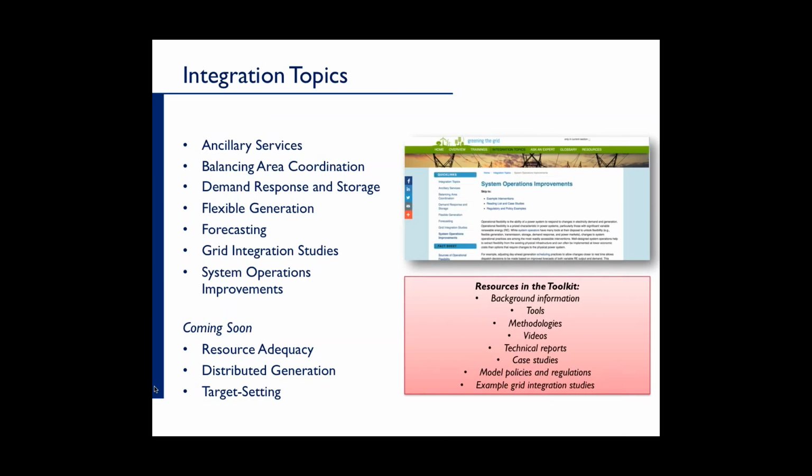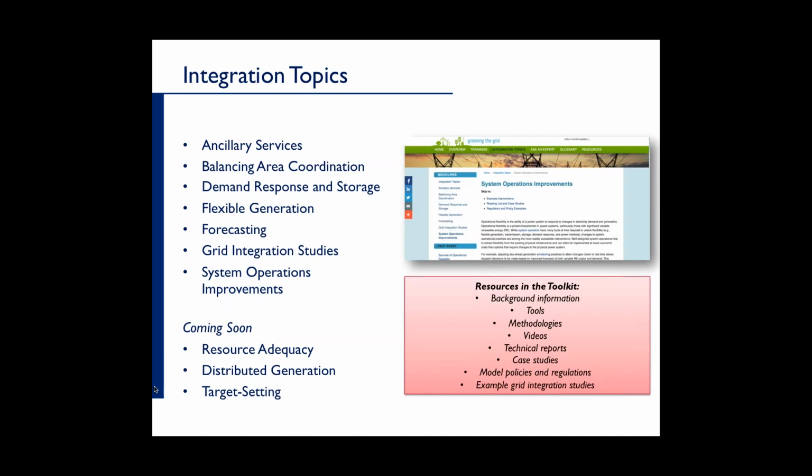Beyond the fact sheets, which provide a concise overview of grid integration issues, the Greening the Grid Toolkit also provides a set of in-depth resource pages organized by topic, ranging from ancillary services to balancing area coordination and the others that you see here. These in-depth resource pages are really the heart of the toolkit, and we developed these with the philosophy that there is already a significant body of knowledge about grid integration. So the intent here is really to collect and contextualize the best of what is out there, again with systems in developing countries in mind.